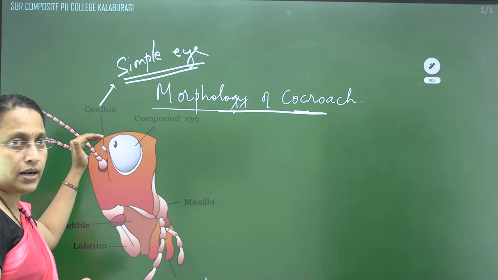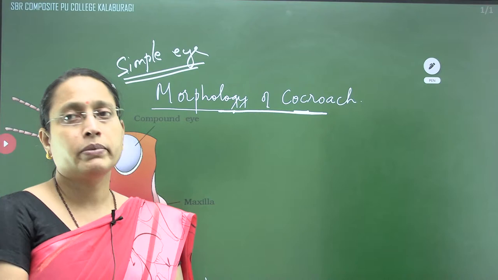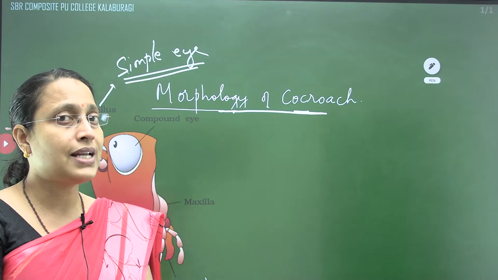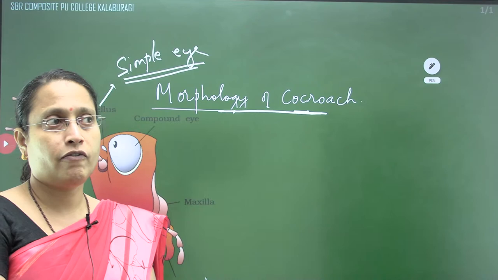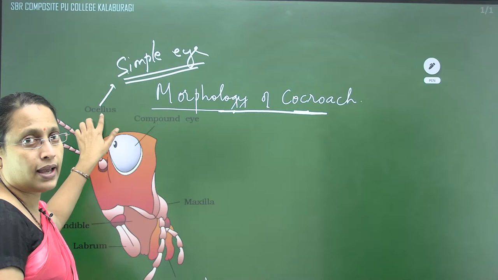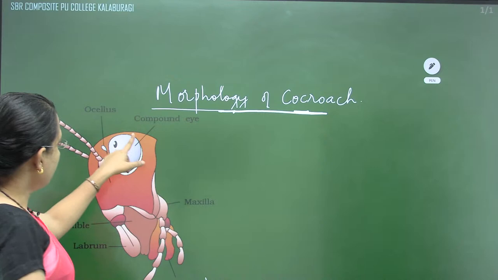Now this simple eye, why it is called a simple eye is, it is unable to form an image. So an image cannot be formed in ocellus, but it is sensitive to light. That means the light can be detected, but it is not capable of forming an image. So that kind of eye is called the simple eye, or also called ocellus. Then the compound eye I have explained, and the antenna and antennal sockets have been explained.